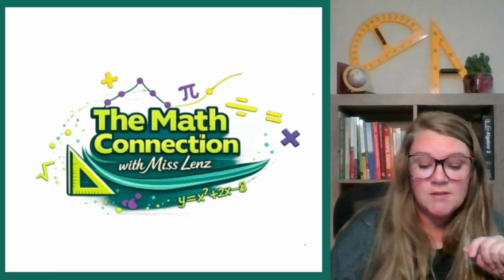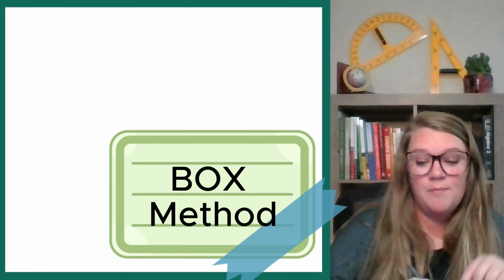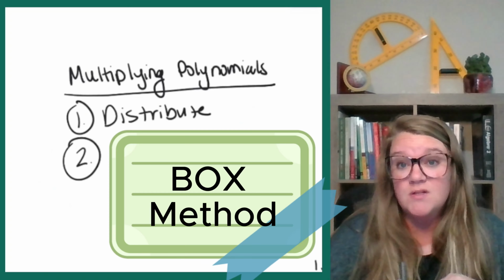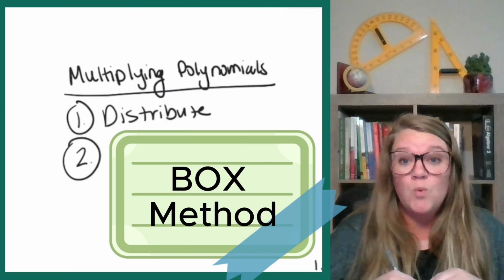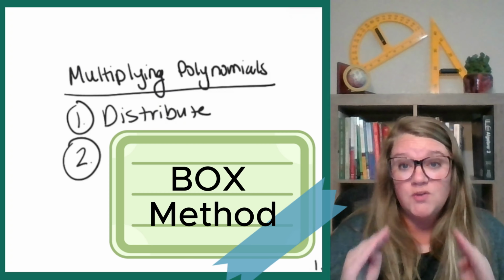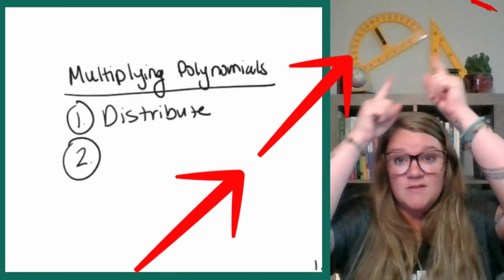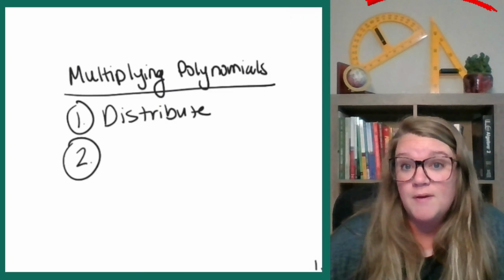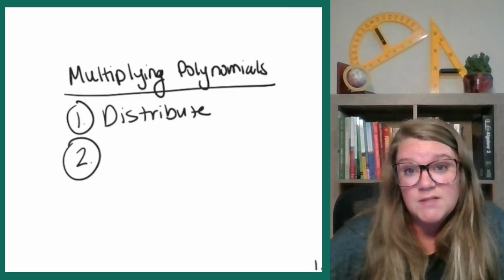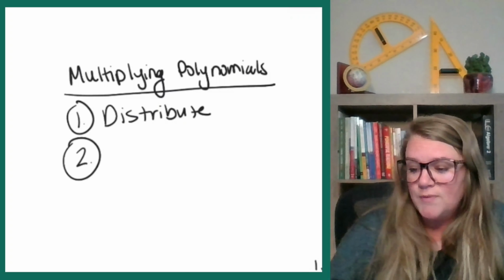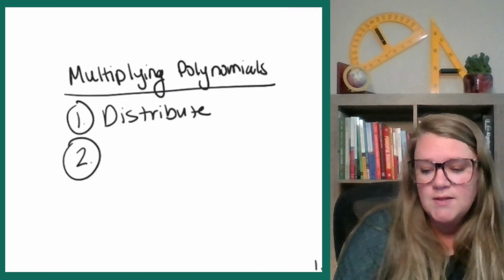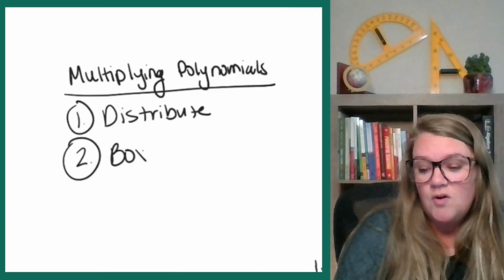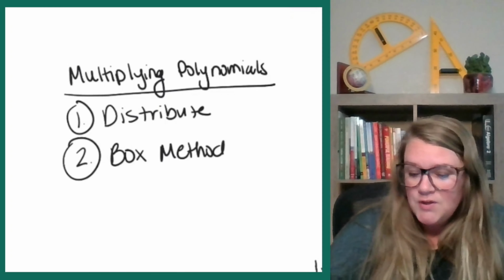So we have already talked about one way that we can multiply polynomials, and that is by using the distributive property. If you want to see a video about how we can use the distributive property, you can click on this link that's up here, and it will show you how you can use the distributive property to multiply polynomials. But I'm going to show you another method today. It actually is using the distributive property. It's just kind of organizing it in a different way, and it is called the box method. Okay, so let's take a look at how the box method works.